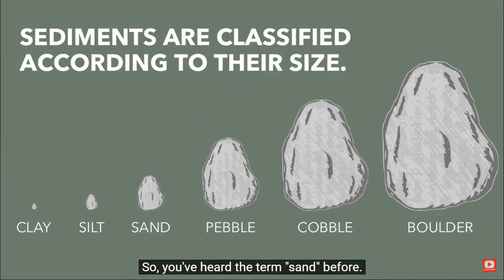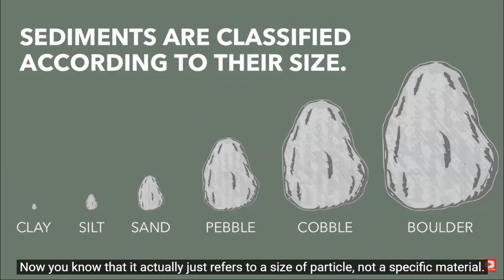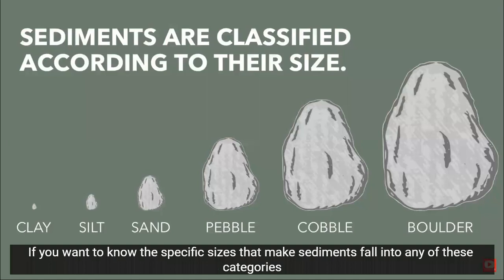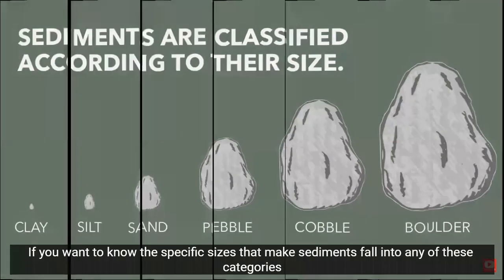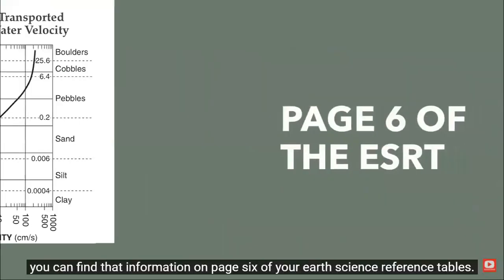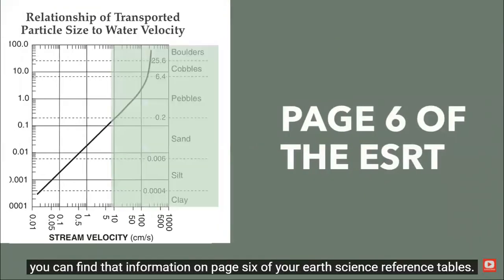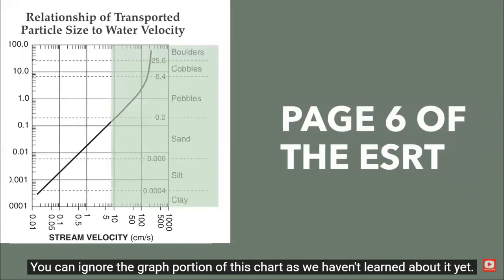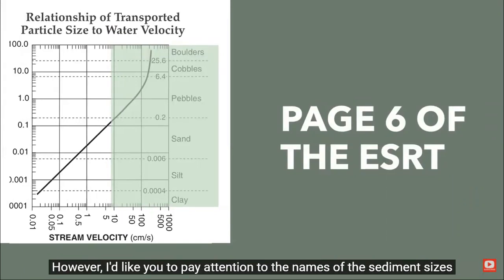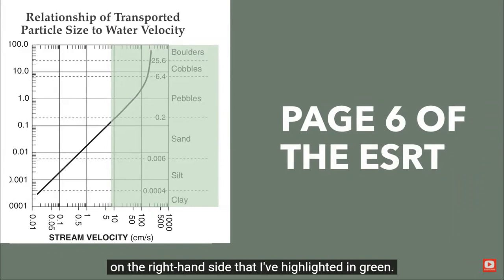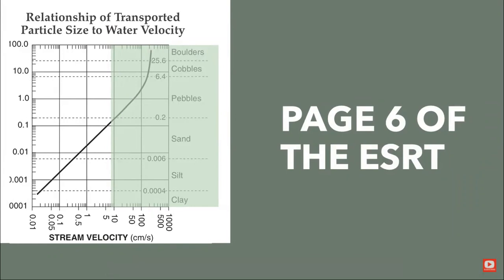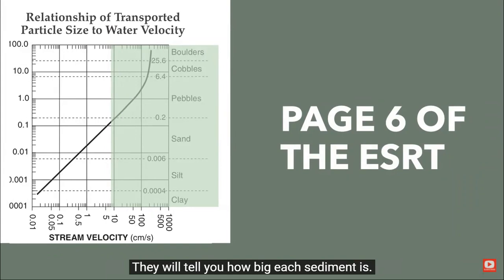So you've heard the term sand before. Now you know that it actually just refers to a size of particle, not a specific material. If you want to know the specific sizes that make sediments fall into any of these categories, you can find that information on page 6 of your Earth Science reference tables. You can ignore the graph portion of this chart as we haven't learned about it yet. However, I'd like you to pay attention to the names of the sediment sizes on the right-hand side that I've highlighted in green. They will tell you how big each sediment is.